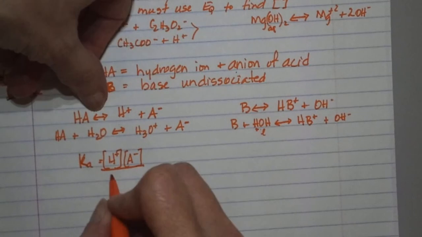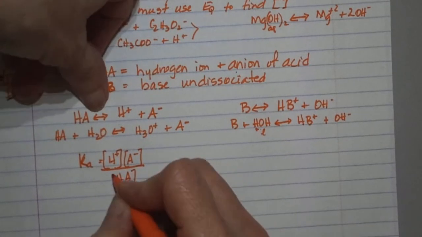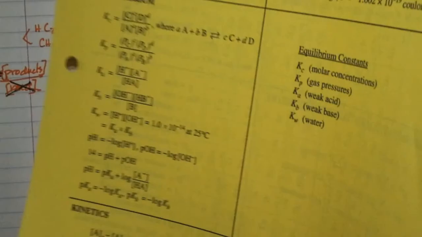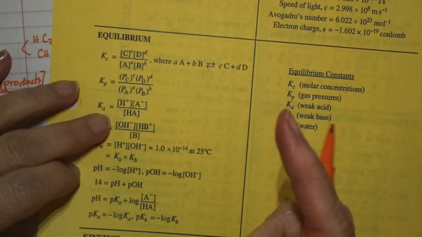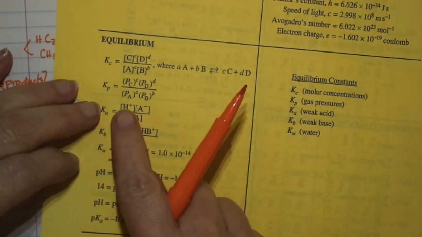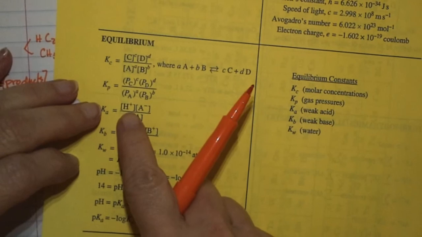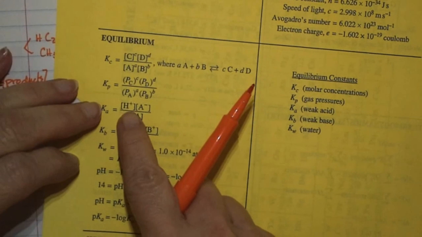So notice on the AP test, instead of using the hydronium ion H3O+, they just used the hydrogen ion. It's truly more accurate to use H3O+, but on your chart here, they're not using that. And that's kind of old school.